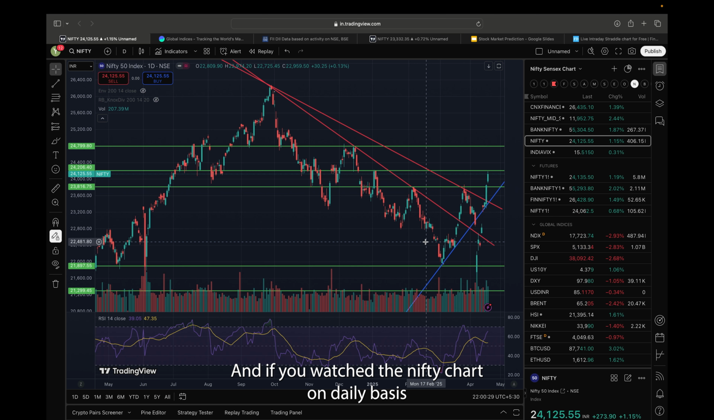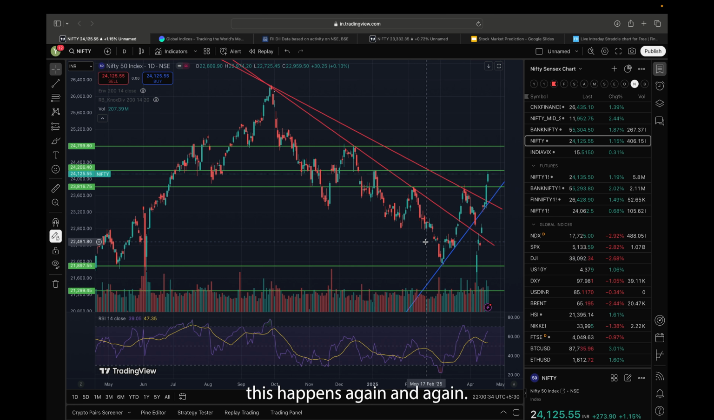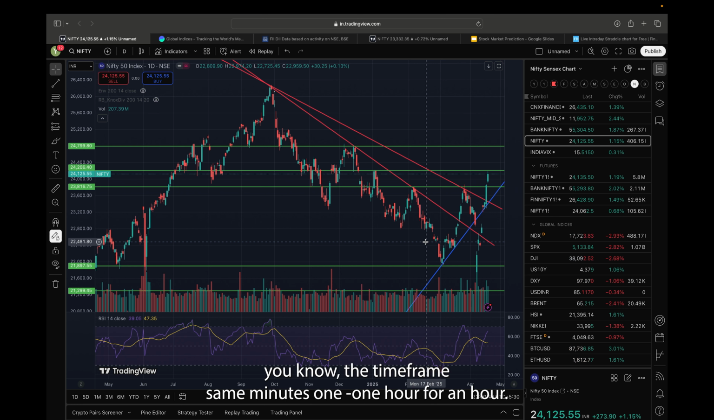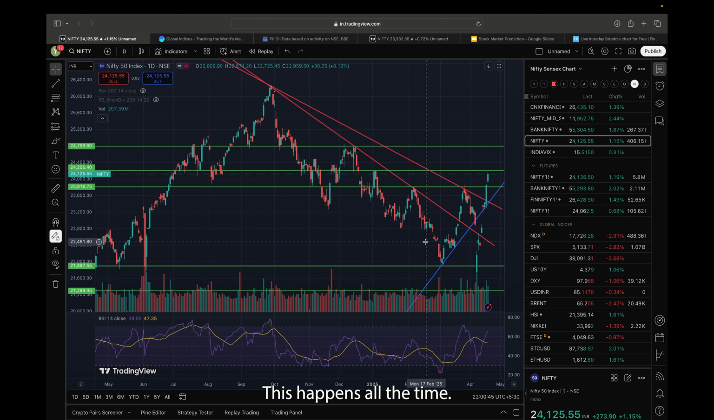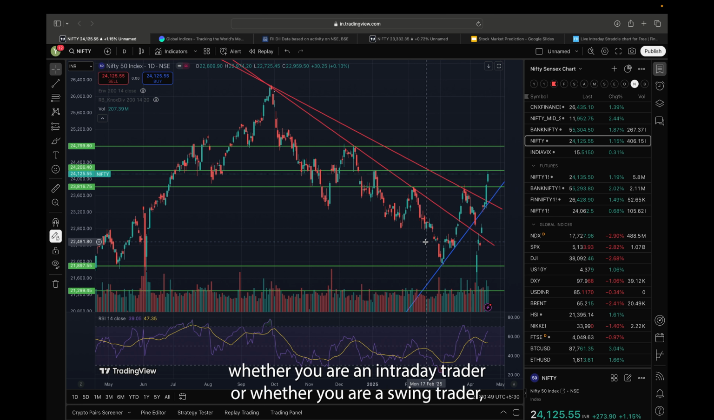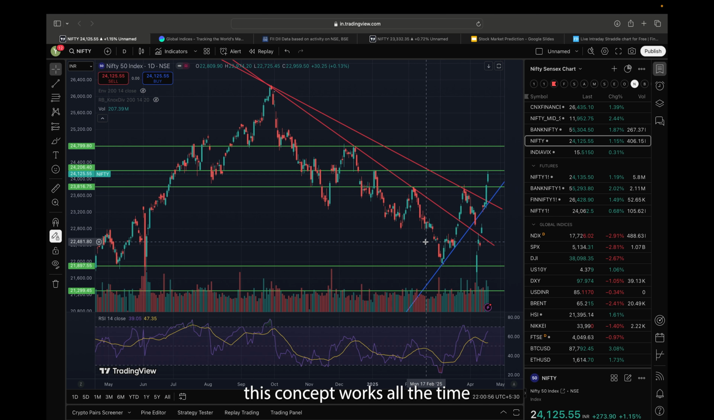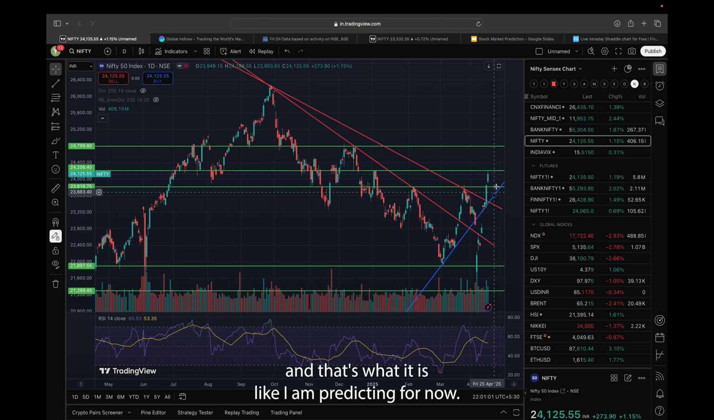And if you watch the Nifty chart on a daily basis, this happens again and again. This is the daily time frame I have taken, but if you look at the 5 minute, 1 minute, 1 hour, 4 hour time frames, this happens all the time. So no matter what time frame you are trading, whether you are an intraday trader, a swing trader, or a positional trader, this concept works all the time. And that's what I am predicting for now.